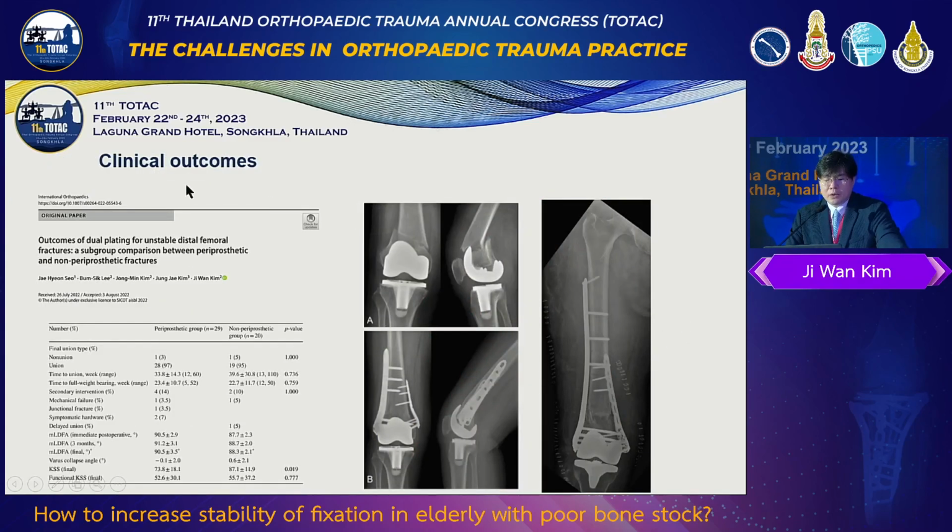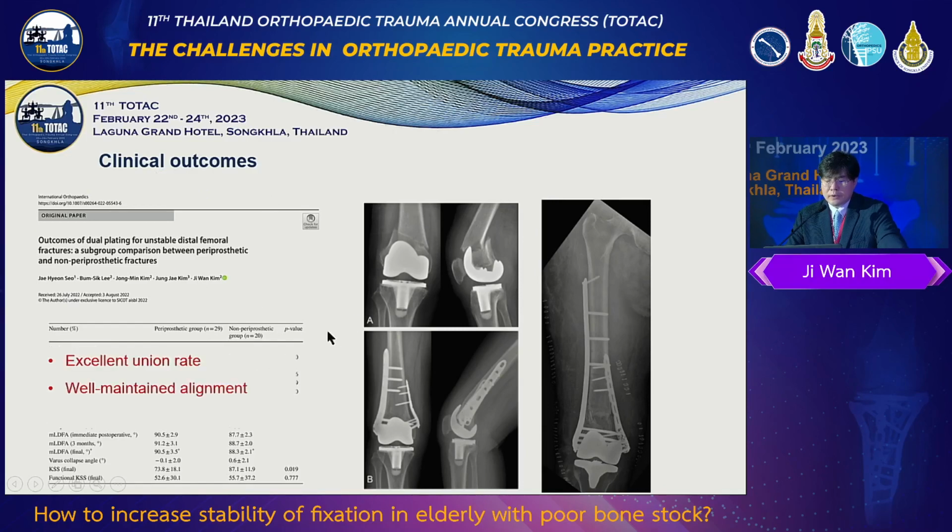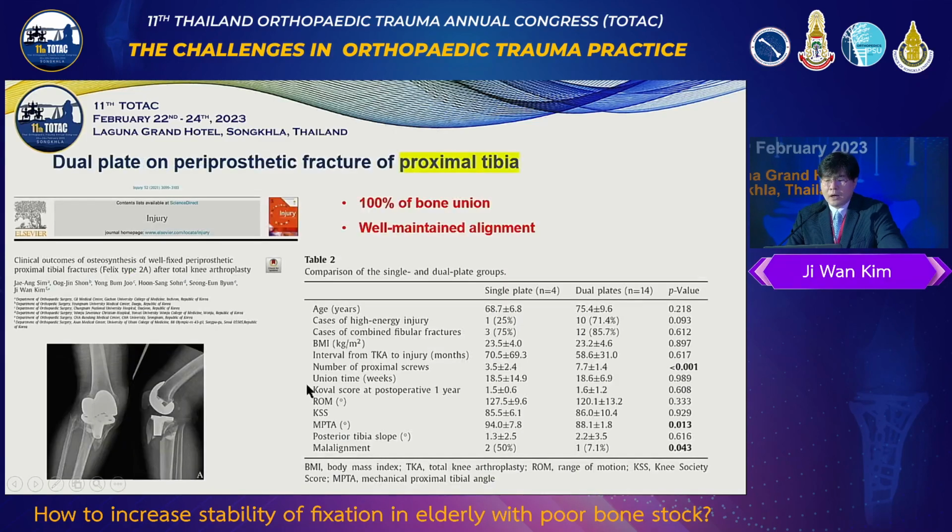This is my clinical outcome. I did dual plating of the distal femur. The result is an excellent union rate, and well-maintained alignment was achieved. Very nice. How about the proximal tibia, periprosthetic tibia fracture? In this proximal tibia, there is no space to insert screws. So I did dual plating, with 100% bone union and well-maintained alignment.